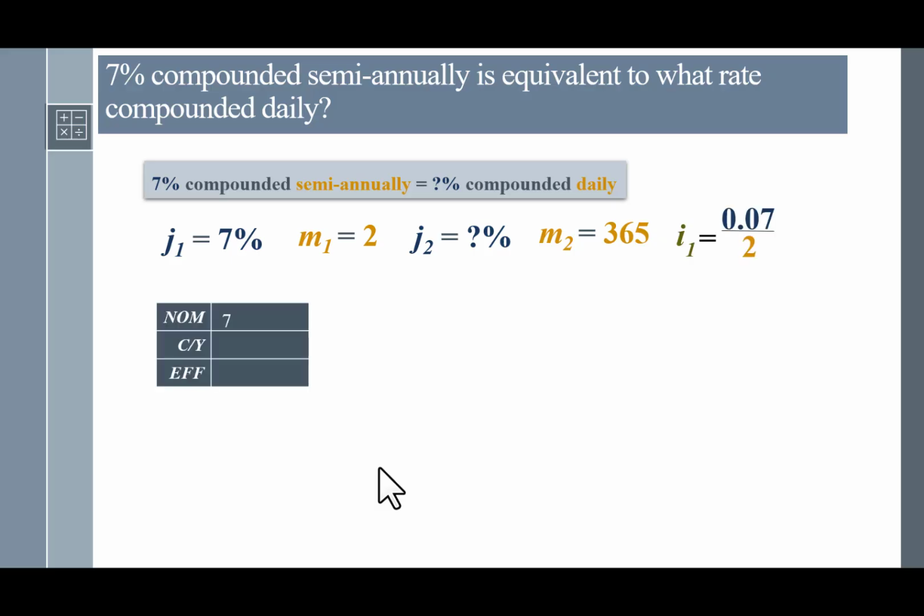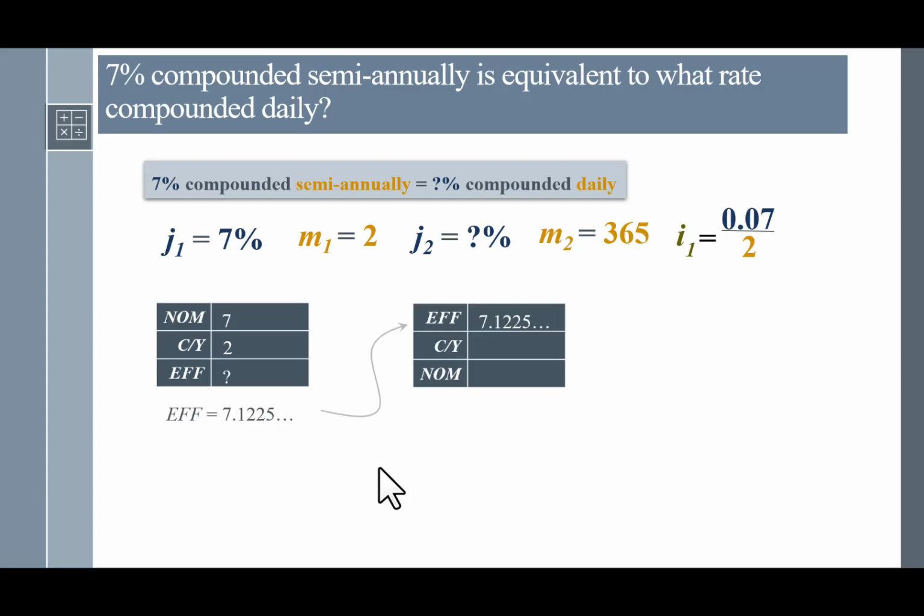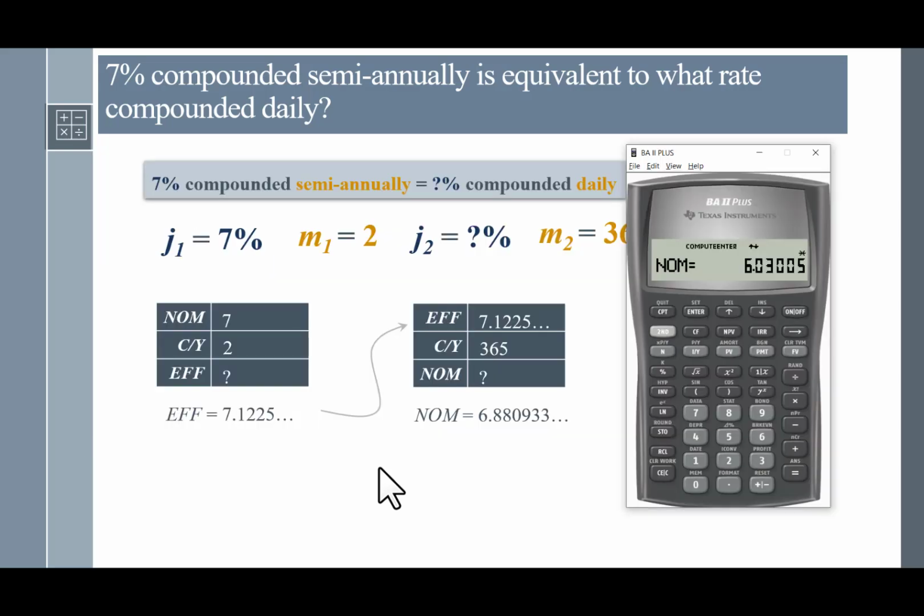We're going to enter NOM 7, 2, calculate the effective. Then we're going to go to CY, change it to 365, calculate the NOM. And it will give me 6.88. One more time, what does that mean? It means 7%, compounded semi-annually, is equivalent to 6.88 compounded daily.